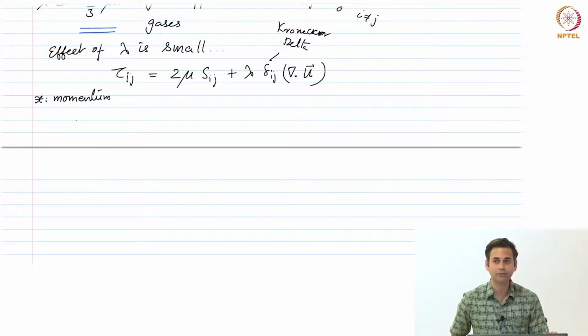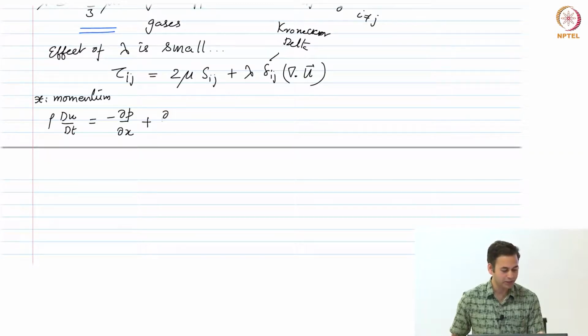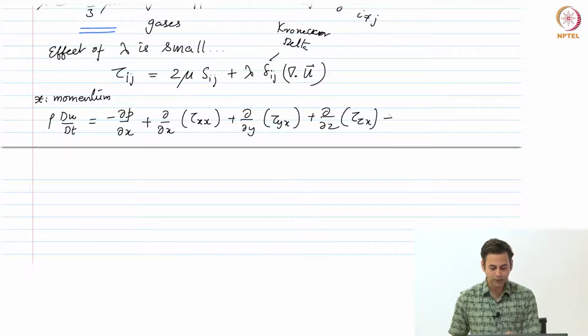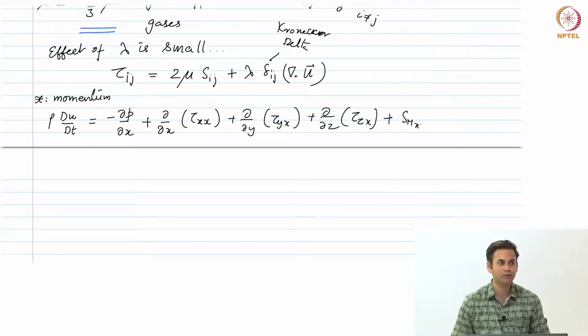So, what was our x momentum equation? If you go back, our x momentum equation was rho du dt equals, what was there on the right hand side? We had a pressure term, minus partial p partial x. I will first write down the equation in terms of the shear stresses. So, minus partial p partial x, then we had partial x of tau sub xx, partial y of tau yx, plus partial z of tau zx. Is that all? We had a source term, plus S_mx, which is a source for the momentum equation in the x direction.